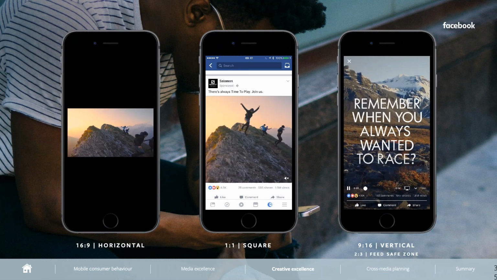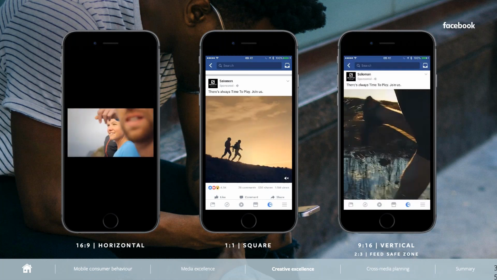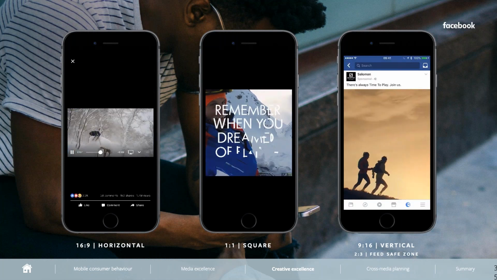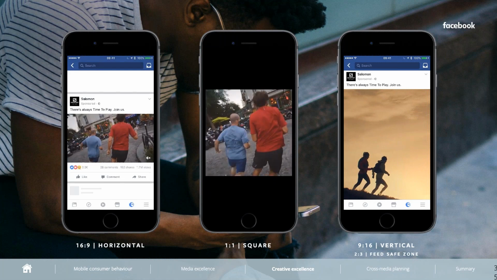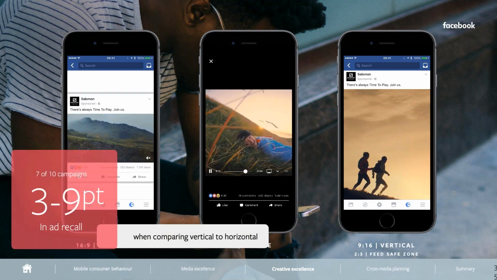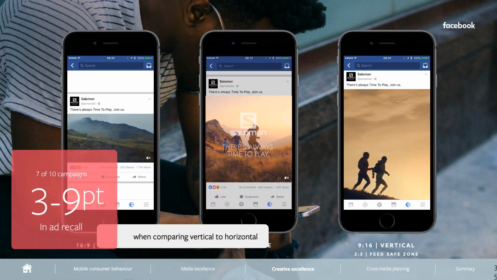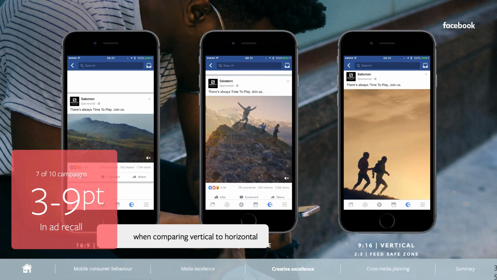This campaign was also included in a test we did where we compared the impact from horizontal creatives to vertical and square. The study showed that 7 out of 10 campaigns utilizing vertical video received a 3 to 9 point increase in ad recall when compared to horizontal, making vertical storytelling a must to include in your creative strategy.